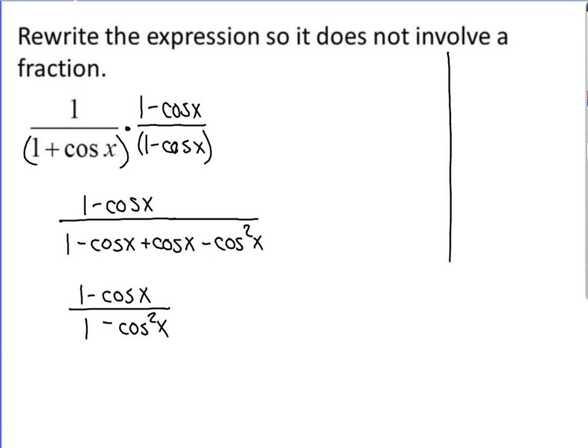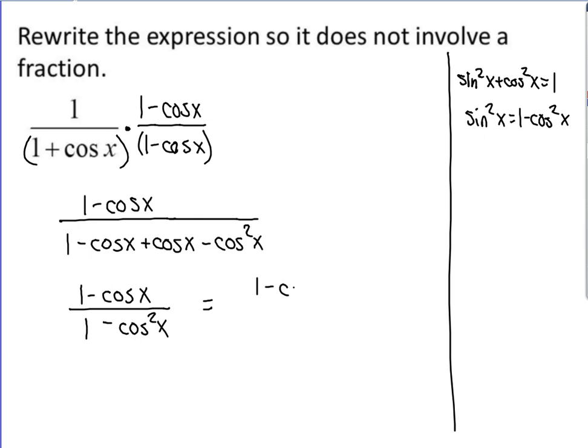Now if we go back to our Pythagorean identity, we do know that sine squared of x plus cosine squared of x is equal to 1. So if we rearrange this, we know that the sine squared of x is equal to 1 minus the cosine squared. So we can replace that denominator with sine squared.